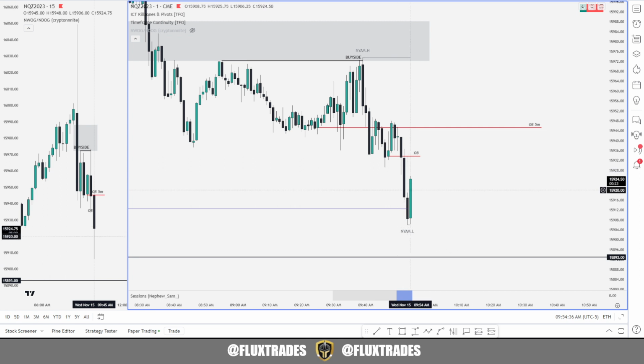See, this is the retracement I'm talking about. Took out a short-term low, we're retracing back into premium of the dealing range, filling this gap here. So that's also another entry opportunity. But you can see the fair value gaps aren't always the best entry points.